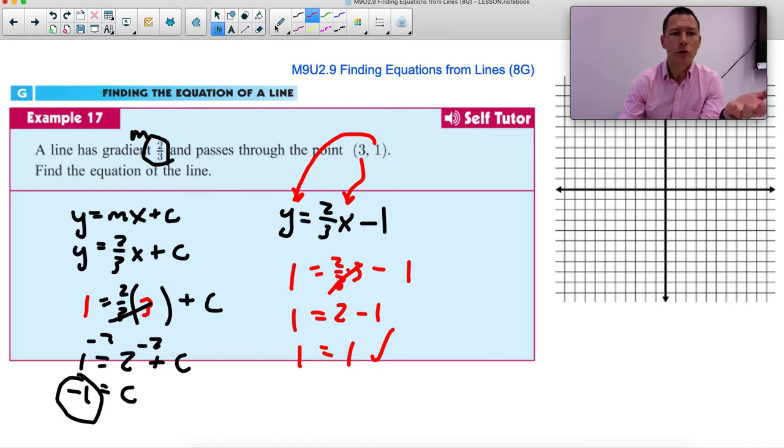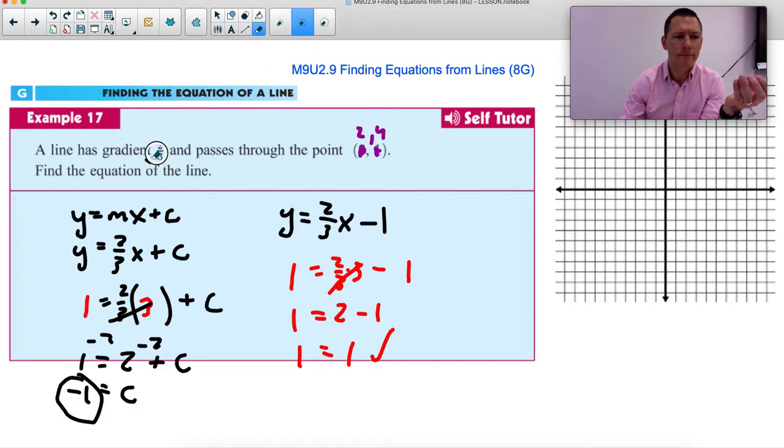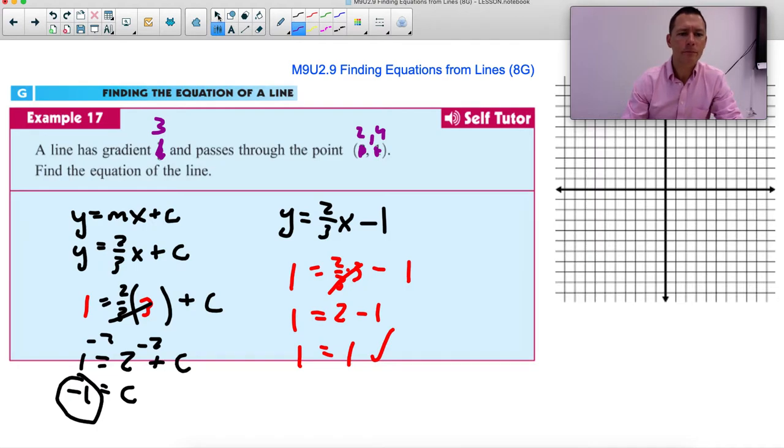You try that with this. Play the same game, but try that with the point 2, 4, and let's do a slope of 3. Just straight up 3. Cool? Pause me and try that.